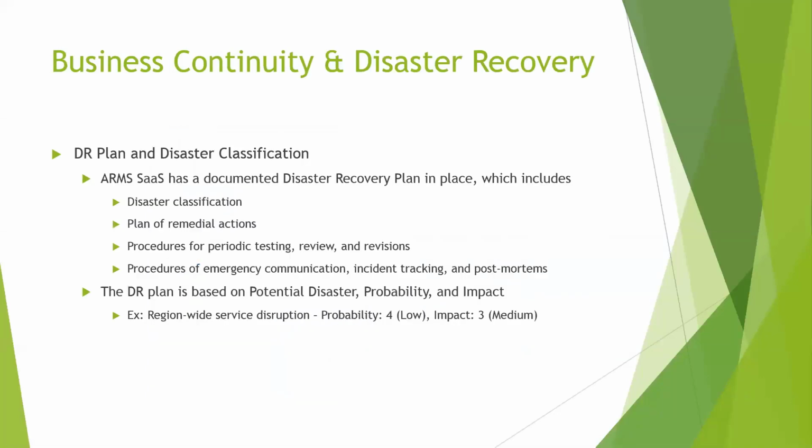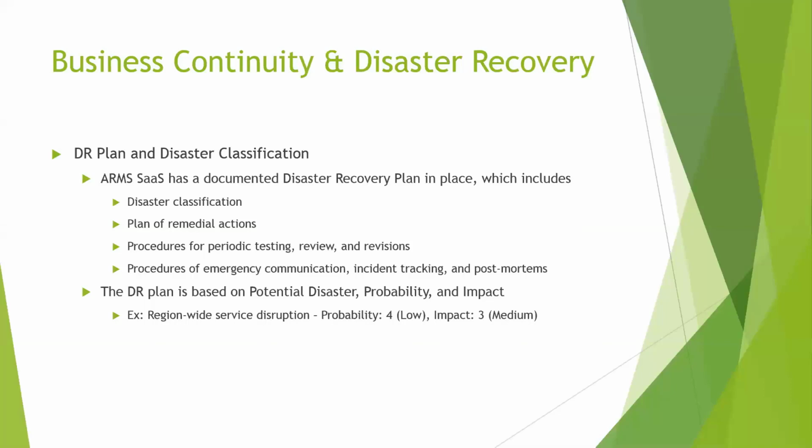Business continuity and disaster recovery, what you will often see listed as BCDR for short. DR plan and disaster classification. ARMS SaaS has a documented disaster recovery plan in place, which includes disaster classification, plan of remedial actions, procedures of periodic testing, review, and revisions, procedures for emergency communication, incident tracking, and postmortems.